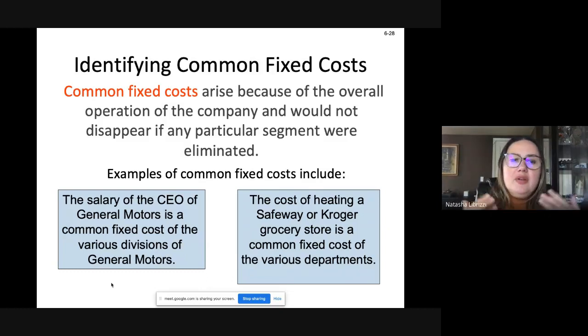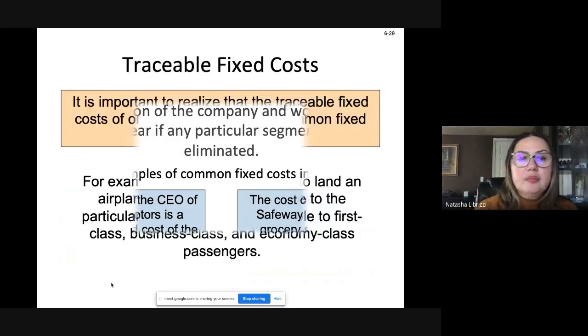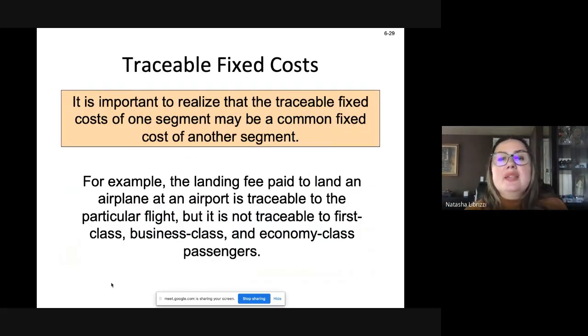Regardless of it, the salary of the CEO of General Motors is a common fixed cost, regardless of what they do for any divisions. They're going to still have that. The cost of heating a Safeway or Kroger, we are in the grocery store still, regardless of the common cost of variable departments. We still have to take care of it because we own that building. It's important to realize that traceable fixed cost of one segment may be common fixed cost for another segment, and we'll look at that.